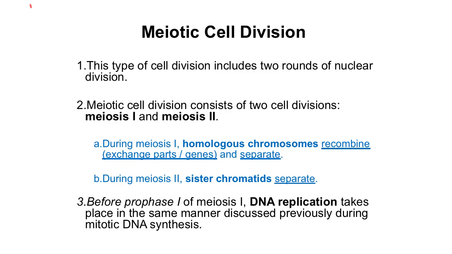Now, before prophase I of meiosis I, DNA replication also takes place in the same manner that was discussed previously during mitotic DNA synthesis. So we don't have to revisit the cell cycle here, but try to remember that whatever happens during the interphase stage in mitosis also happens in meiotic cell division.